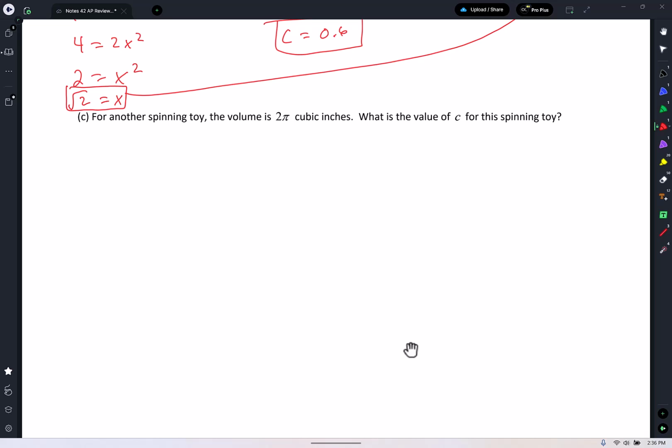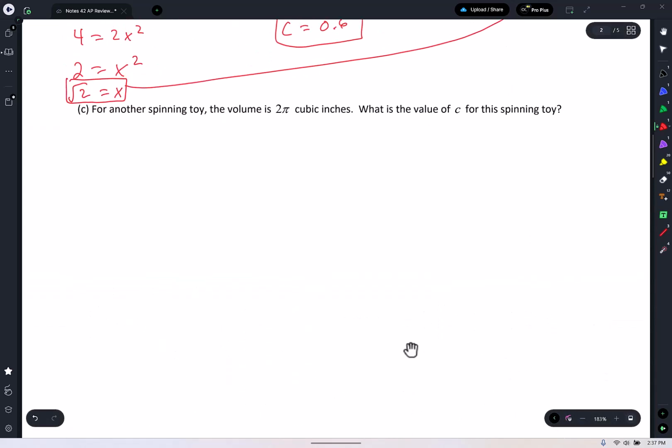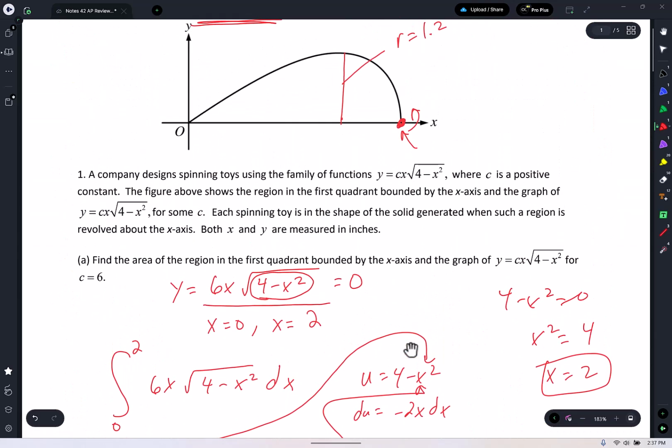For another spinning toy, the volume is 2 pi cubic inches. What is the value of C for this spinning toy? Okay, you guys ready? So they're testing us. Let's see, do we have a letter D? Nope. All right, guys, if I rotate this about the x-axis, here's my spinning toy. I didn't draw it super awesome. That's fine. This is what I'm trying to find the volume of.